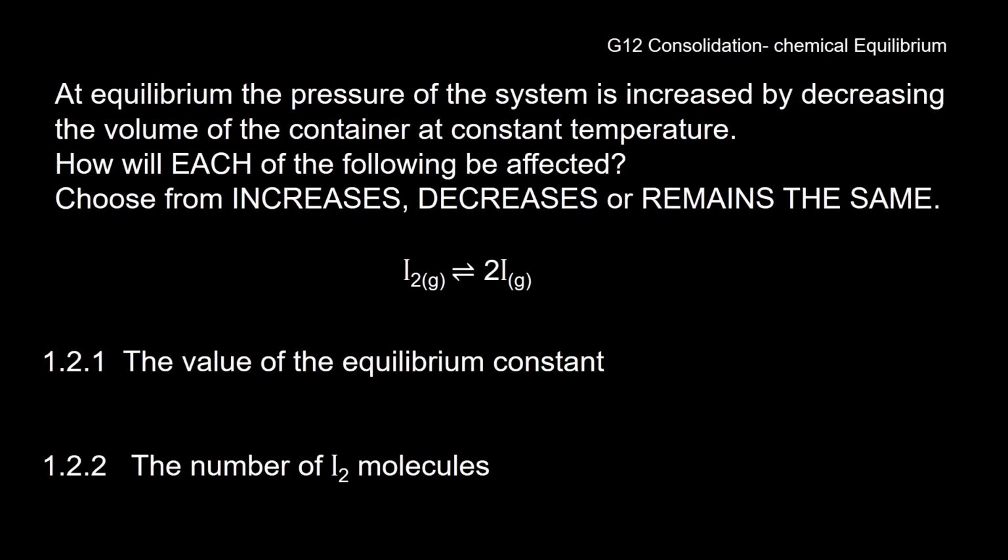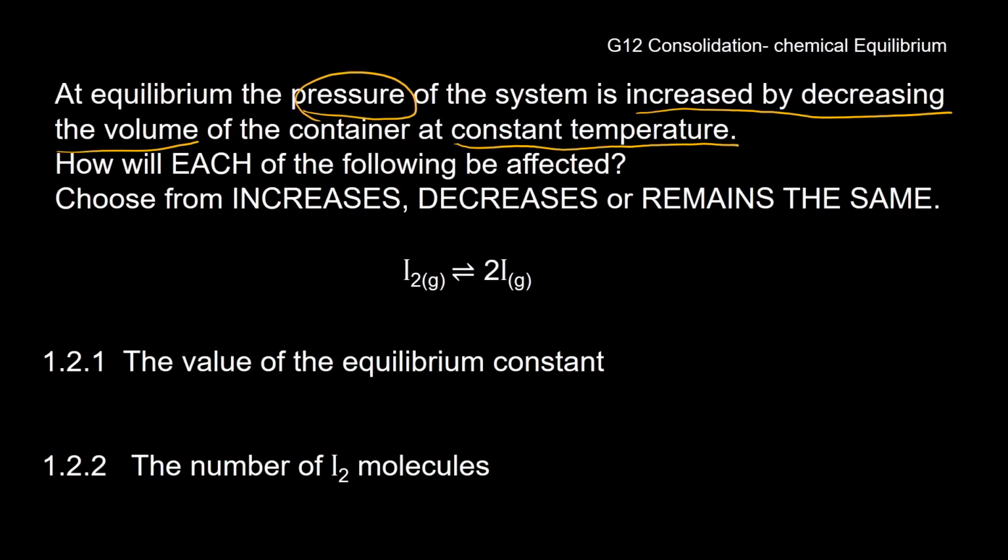The next question is quite detailed. They're now asking you to use your understanding and your knowledge and put them together. At equilibrium, the pressure of the system is increased by decreasing the volume. This works for a gas only. Only a gas responds to a change in volume. The temperature remains constant. So they're now going to give us scenarios and ask us how these things are going to be affected.